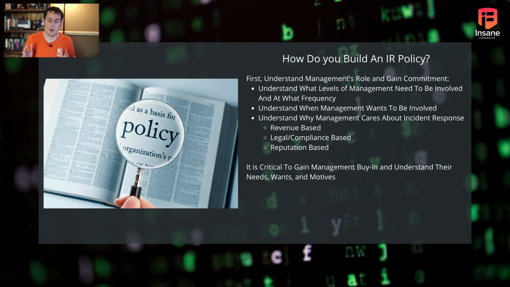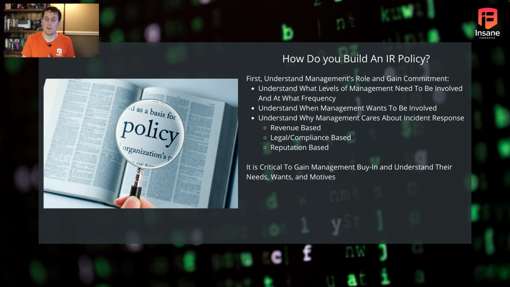It's also important because when you're doing incident response, there's a lot at play for the business. When we talk about why management cares about incident response, some management might just care about the revenue side. If this system or this network gets hit, we know we're going to lose millions of dollars by not having this function of our business that's driven by computers in place.